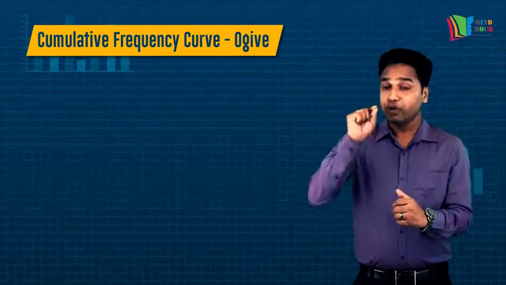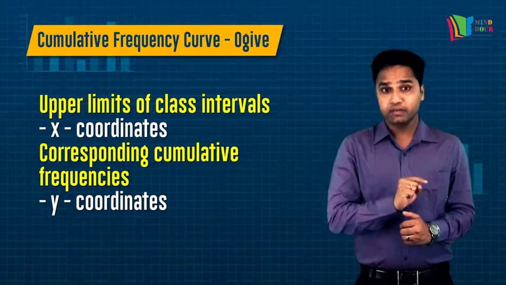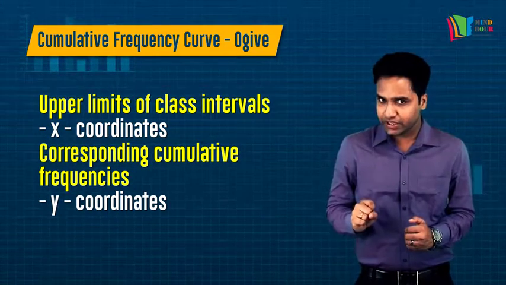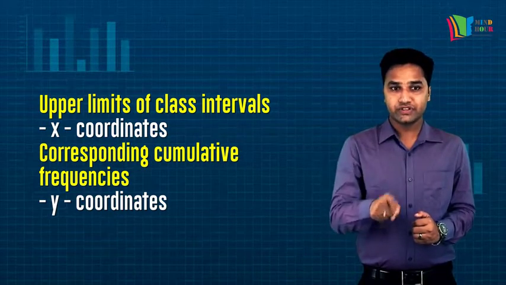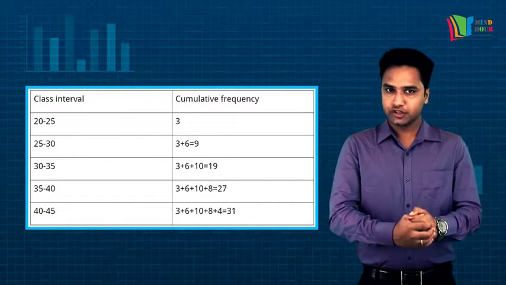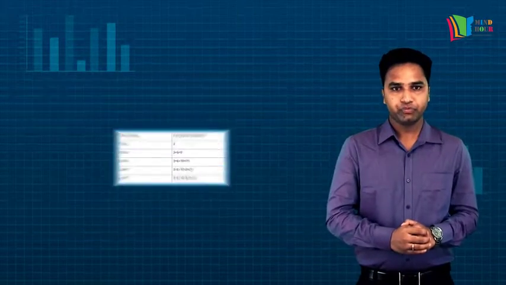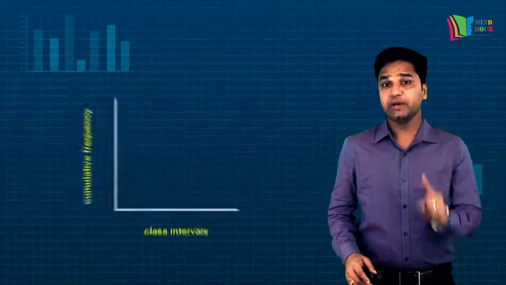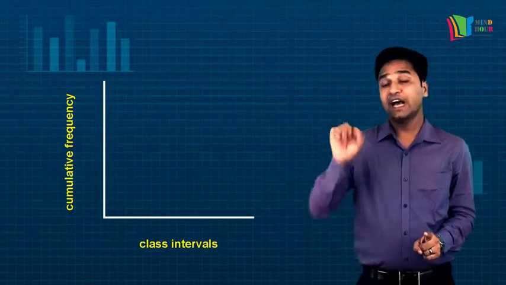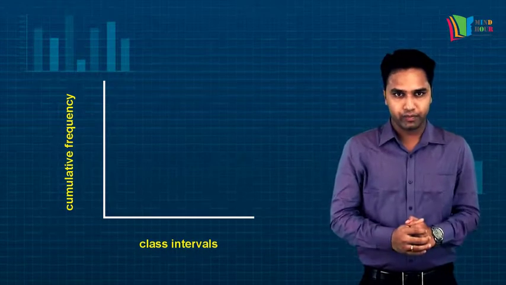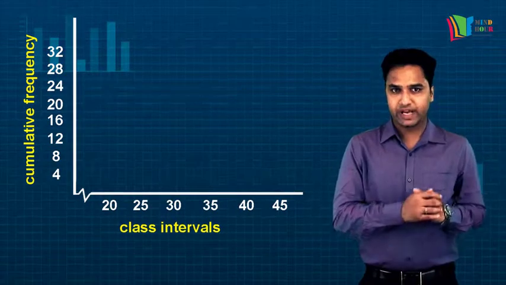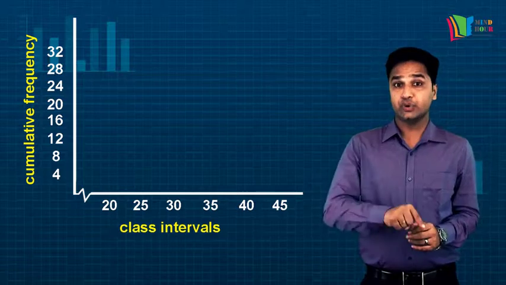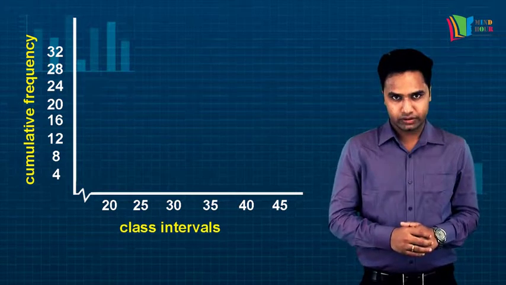distribution table. With the cumulative frequency table, we plot the points taking the upper limits of the class intervals as x coordinates and the corresponding cumulative frequencies as y coordinates. Let us plot the points for the cumulative frequency distribution table we just formed. Here, on the two axes, we label the x-axis as class intervals and the y-axis as cumulative frequency. We take the scales as 1 centimeter equal to 5 units on the x-axis and 1 centimeter equal to 4 units on the y-axis.